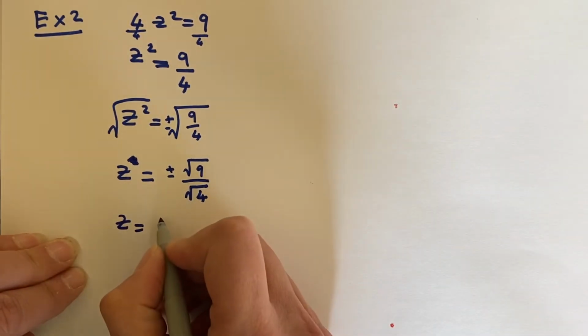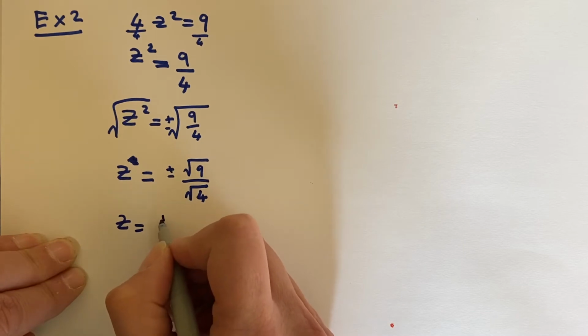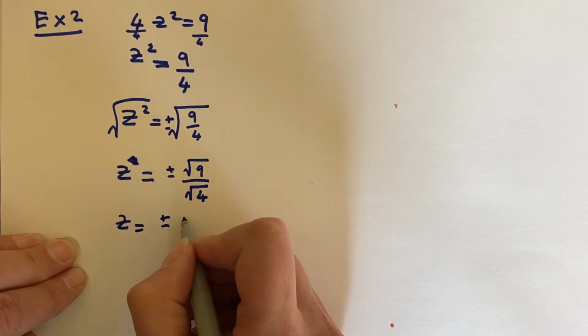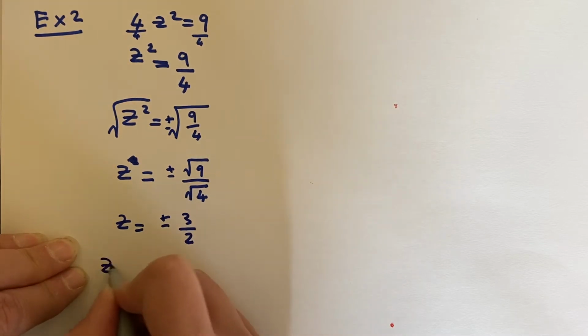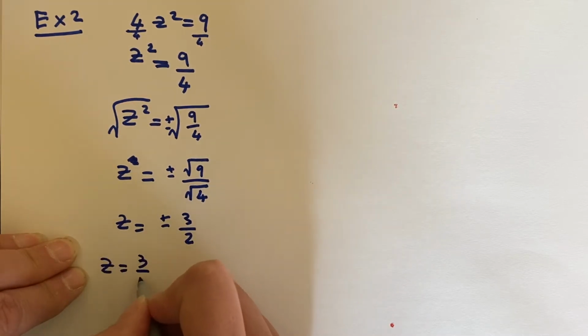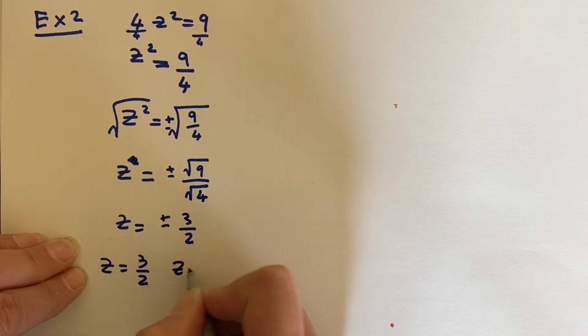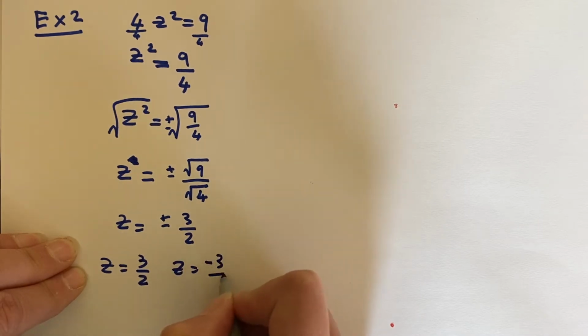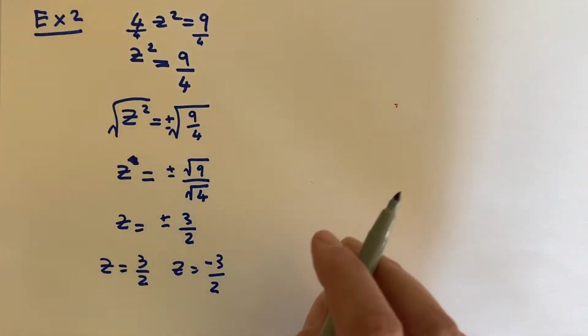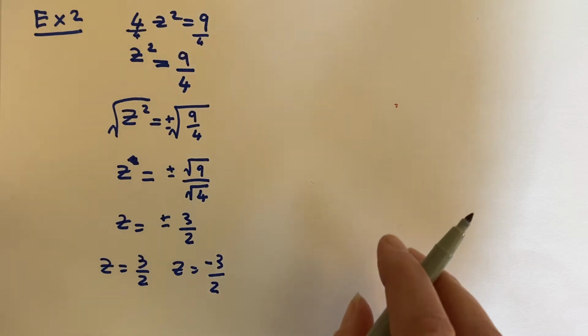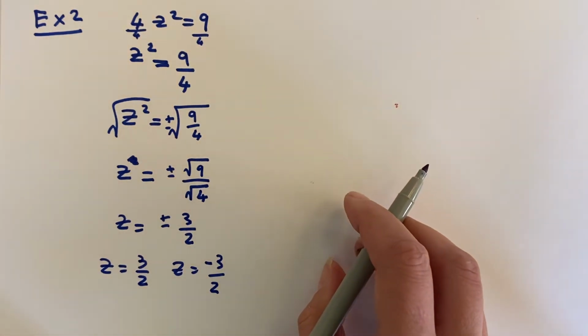So then I get this positive and negative square root of 3 halves. So my two answers are z equals 3 halves and z equals negative 3 halves. Okay? So really, this is not hard because you're missing that middle term in the quadratic equation.